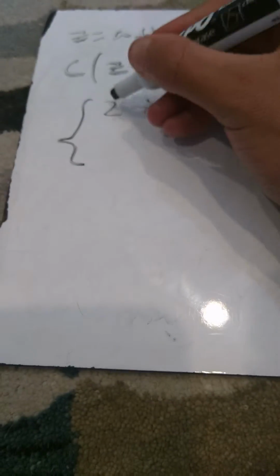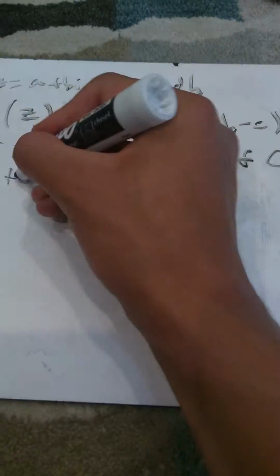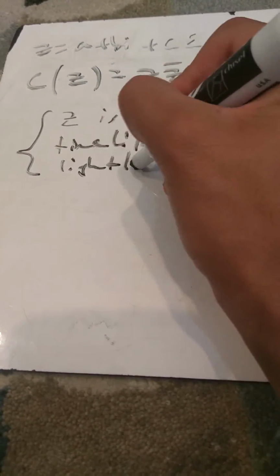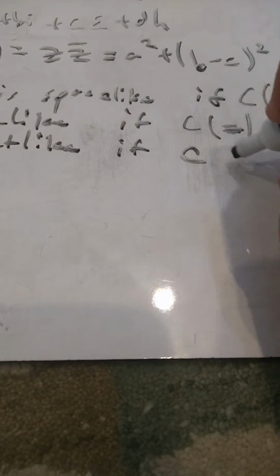z is space-like if c of z is less than 0, time-like if c of z is greater than 0, and light-like if c of z equals 0. Yeah, these are called the characters of the hybrid numbers.